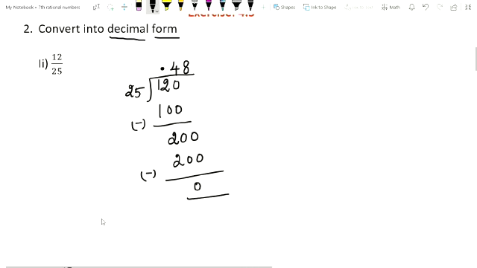When we divide 12 by 25, we are getting 0.48. Okay, children. Repeat this. First 12 by 25. We can't divide, so keep the decimal, then add 1 0. 4 times it occurs. 4 into 25, 100. Now you subtract, what are you getting? 20. Then we can't divide, so add 1 more 0. Now 8 into 25, you get 200. Now subtract this, what are you getting? 0. Okay, so 12 by 25 is equal to 0.48. Do you understand, children?